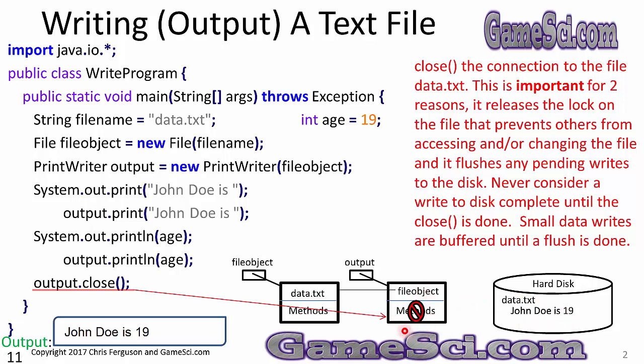Also, I put a little line through the methods because once you close the output object, do not expect to use the methods of the output object. The file is closed. But far more important is understanding this idea of a flush. When you close a file, any remaining data that isn't yet on the hard drive will be written to it.